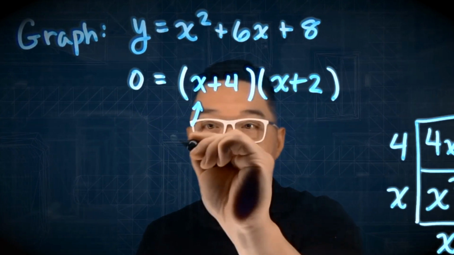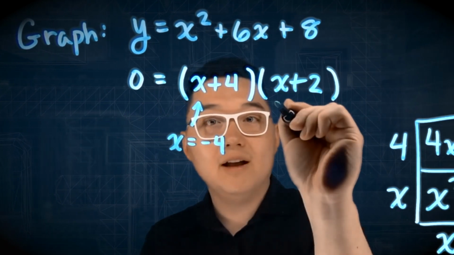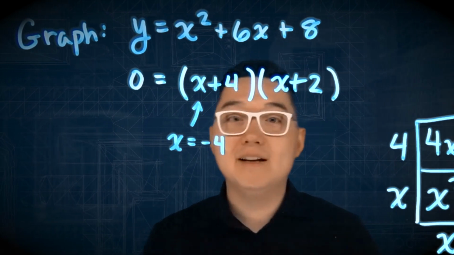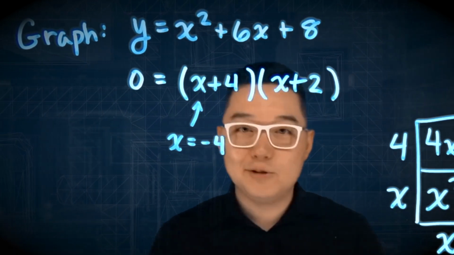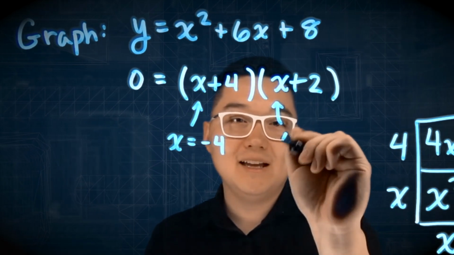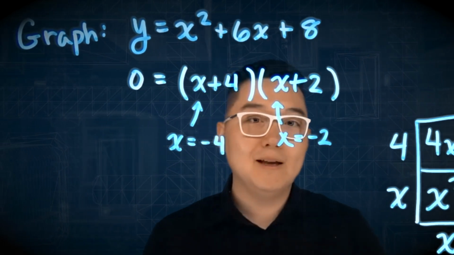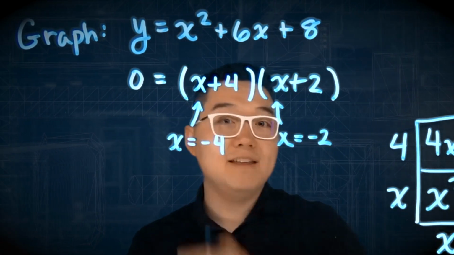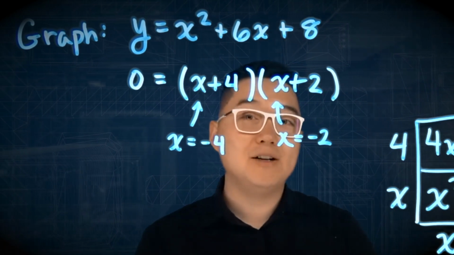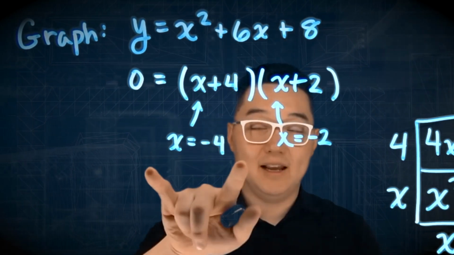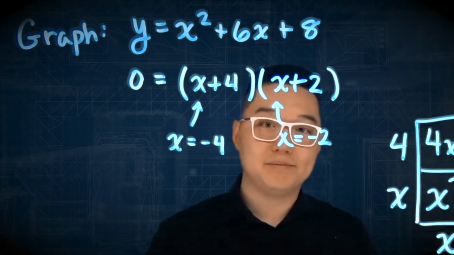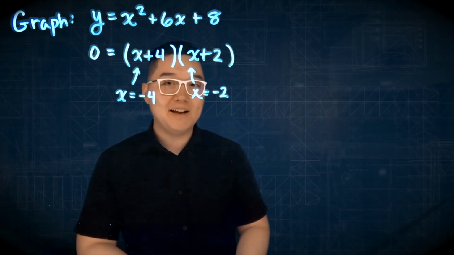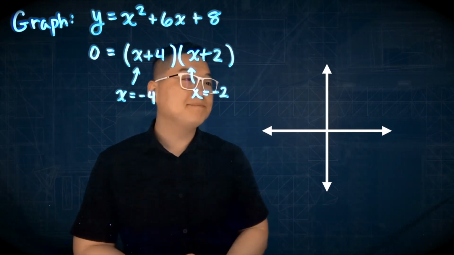We know immediately this one has to be -4 because -4 plus 4 makes it 0, and 0 times whatever still gives us 0, so -4 is our solution. The other one is x equals -2 because -2 plus 2 has to be 0, and 0 times anything is still 0. So our two x-intercepts must be -4 and -2. Okay, so now that we have both of these x-intercepts, let's go ahead and graph them on our coordinate plane.